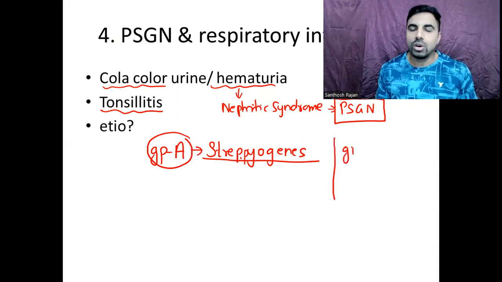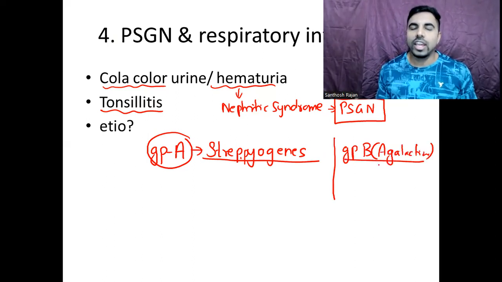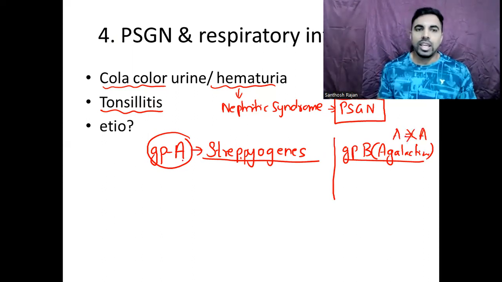And group B is called Agalactiae. I told you, never A for A. A is not equal to A. That's the way you're going to remember. A is always Streptococcus pyogenes, and B is Agalactiae.